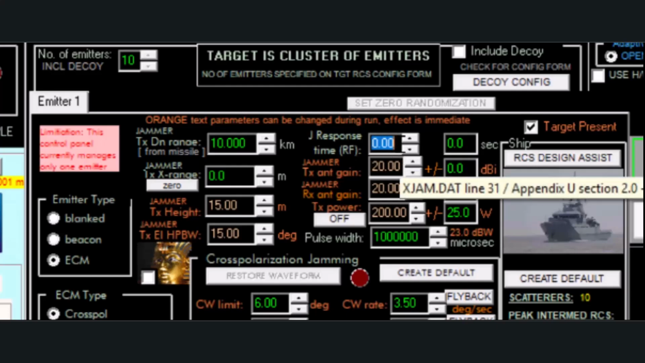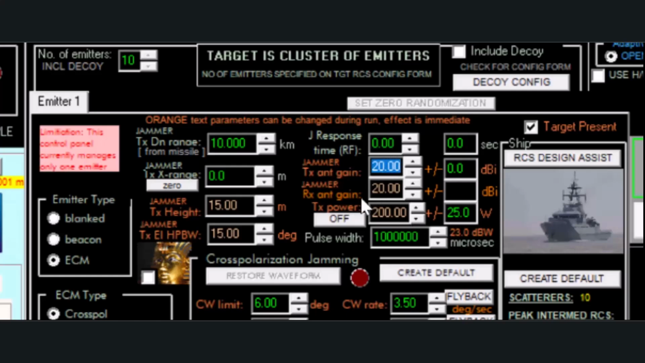That could be like representing a TSDB lookup time, like it might take a couple of seconds to find an emitter in a database before you know what to do. Boom, it can go, so that's possible to represent that. Jammer transmitter antenna gain, 20 dBi. Jammer receive antenna gain.